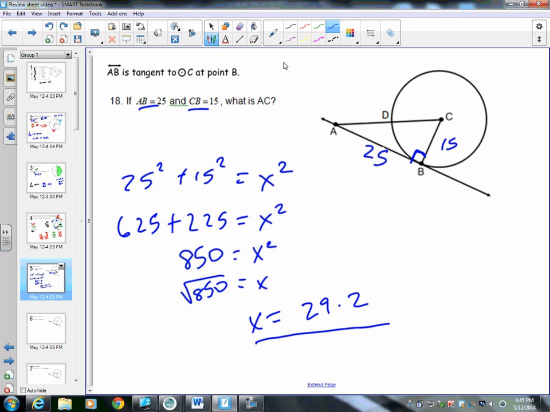Again, how do we do this? If AB is a tangent line, that means that it has to be a right angle. If it's a right angle, we now have a right triangle. I know two of the sides of the right triangle. I can find the third by Pythagorean Theorem.